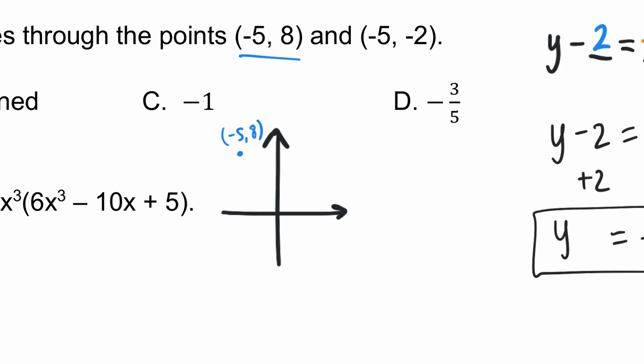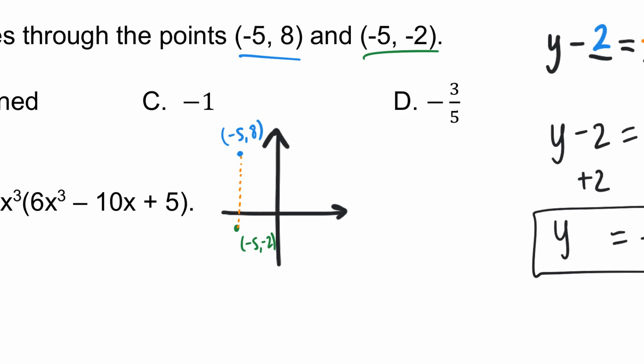And then the green point here is going to be at (-5, -2). So (-5, -2) is going to be right here. They just want to know the slope of this line, right? So there's a line that connects these two points here. What is the slope? Well, let's do rise over run.